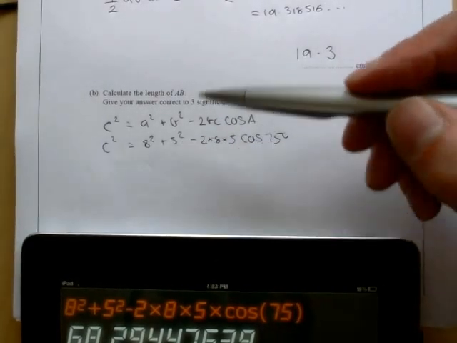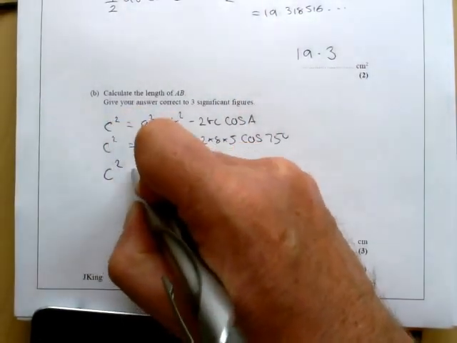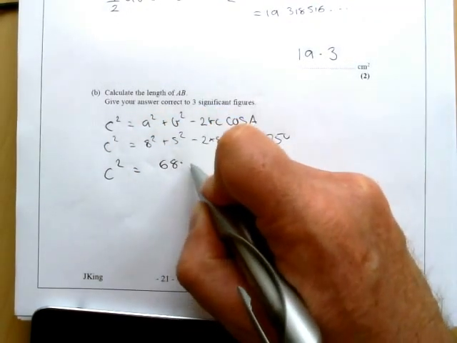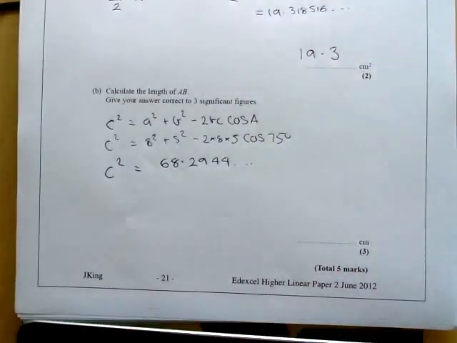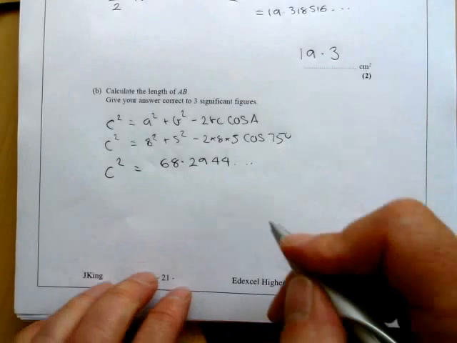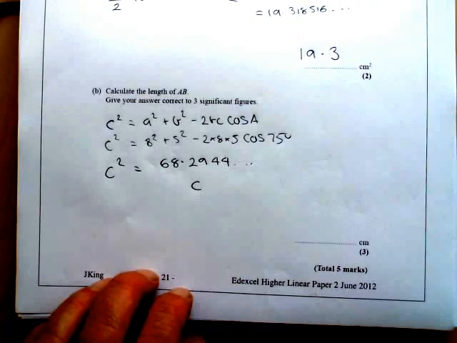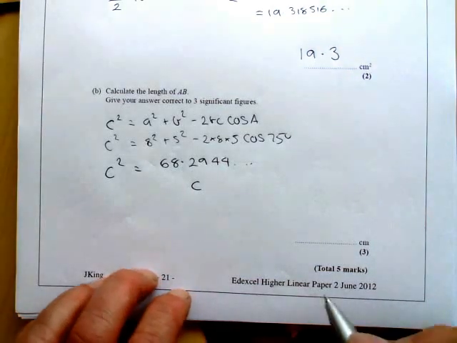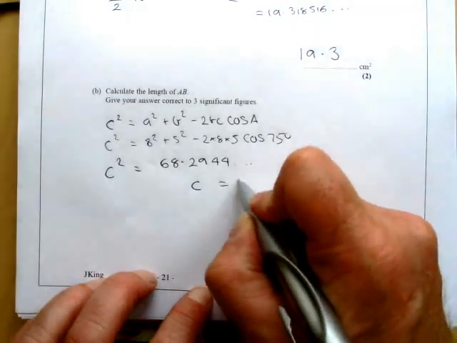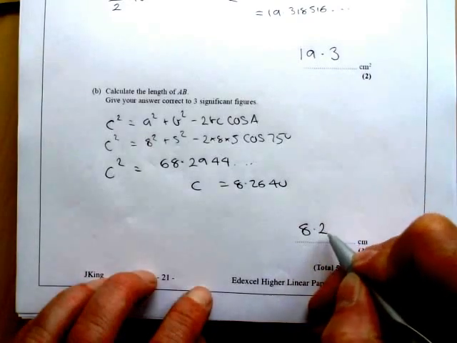So coming back to this, you might look at 68 and think, well, it can't be 68, but of course I've got to remember that I have to take the square root of the 68. So 68.2944 would be enough, really. To find the length, I've got to take the square root of 68.2944, and that comes to 8.2640. So to 3 significant figures, it's 8.26.